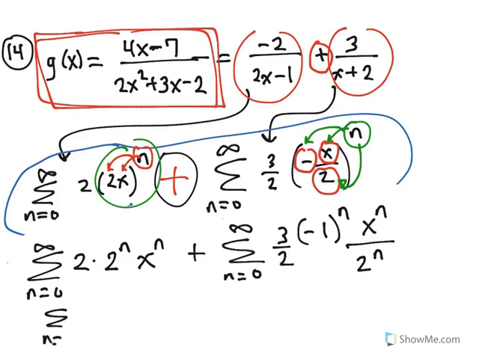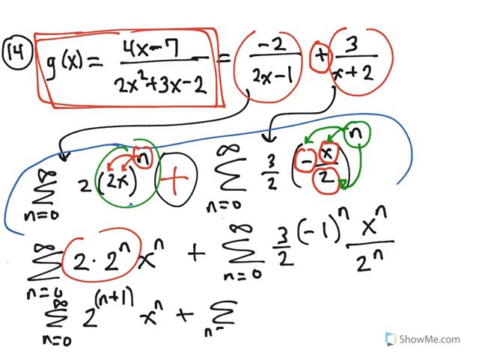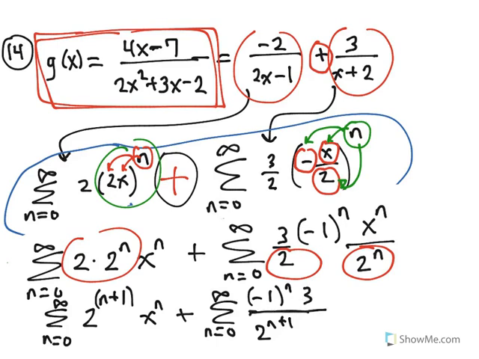Well, let's see. We have from n equals 0 to infinity. You can simplify 2 times 2 to the n as 2 to the n plus 1 power, and you have x to the n, plus, and then here in the denominator you have 2 to the first times 2 to the n. That's going to be 2 to the n plus 1. So we have 3 over 2 to the n plus 1. And you also have negative 1 to the n. So you can write that over here, negative 1 to the n, and then you have the 3, and then you have 2 to the n plus 1 power in the denominator, and you have x to the n.